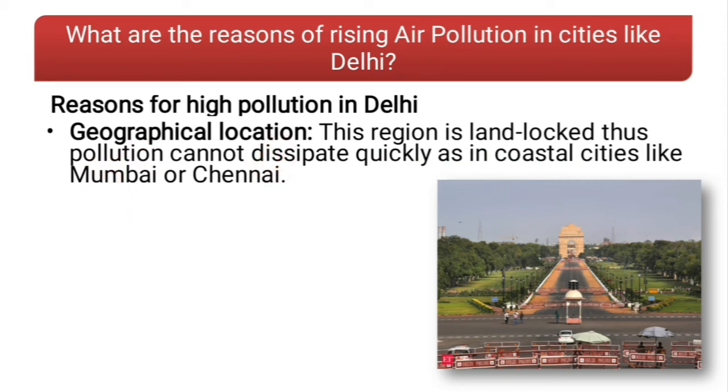Though Mumbai and Chennai also have factories, they also have the difficulty of a lot of vehicles. Vehicular emission is there. All sorts of causes are there, but Mumbai or Chennai, being in the coastal area, the pollutants get easily dissipated, whereas Delhi, being landlocked, cannot dissipate. So geographical location is also a major factor for high pollution in Delhi.